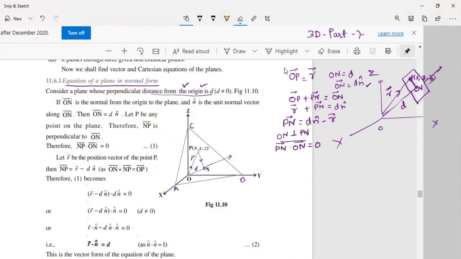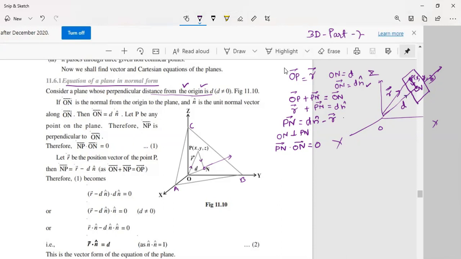Got it? Because they are perpendicular, when they are perpendicular, their product will be 0. A dot B is equal to 0 when two vectors are perpendicular. On is a vector, Pn is a vector, and they are perpendicular to each other. So that's why their dot product will be equal to 0.